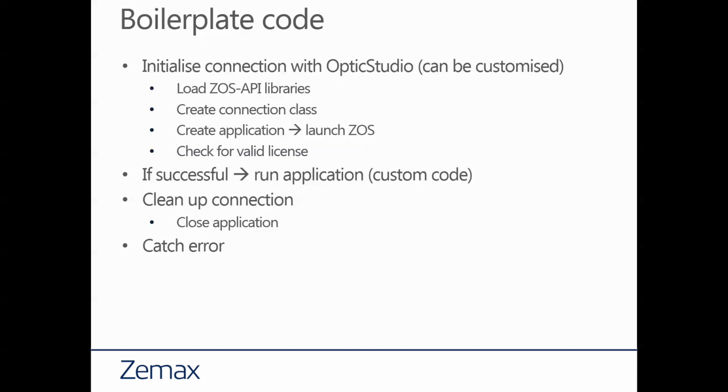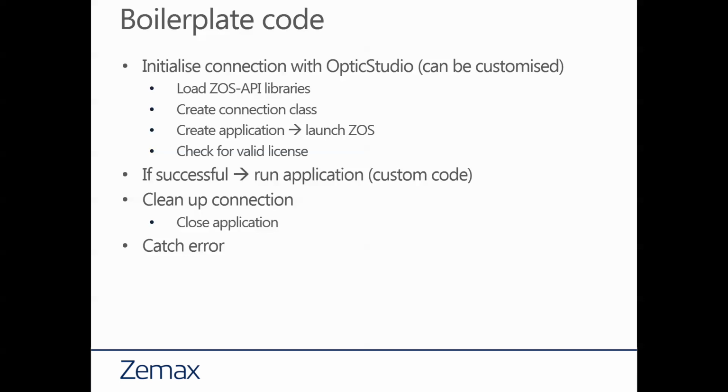So what does the boilerplate code do? First, it initializes a connection with OpticStudio. This can be customized. That means that you either have your standard installation path, but if you have various OpticStudio versions installed, you can customize this yourself. So it loads the right ZOS API libraries, creates a connection class, and then creates the application that launches OpticStudio. And also it checks for a valid license to see if you're allowed to run OpticStudio.